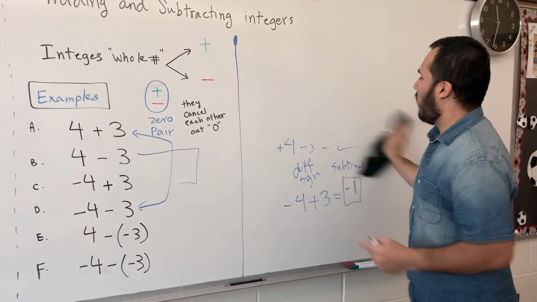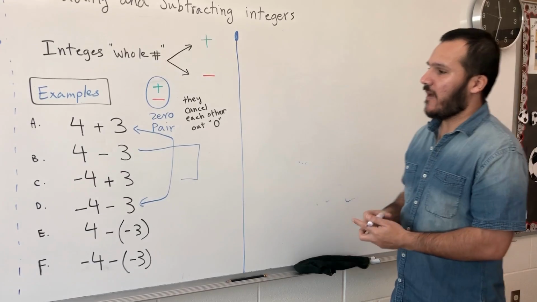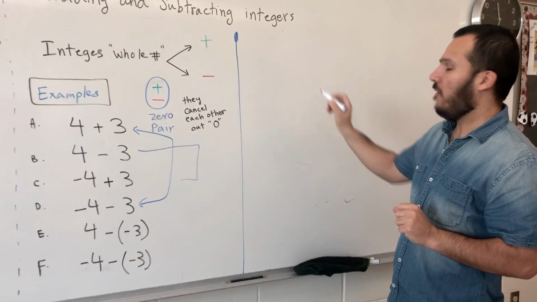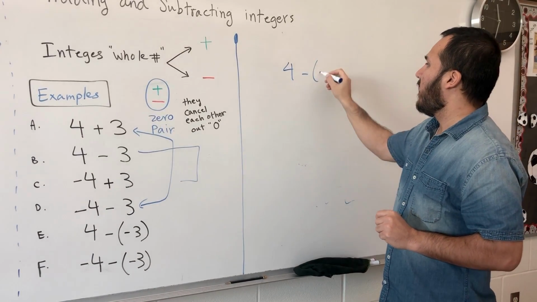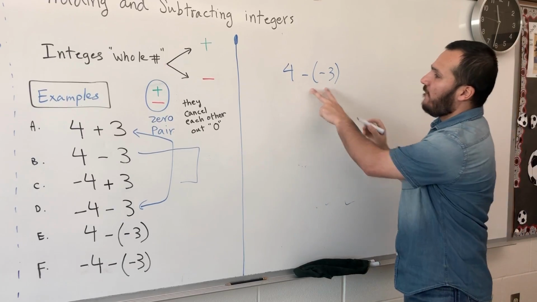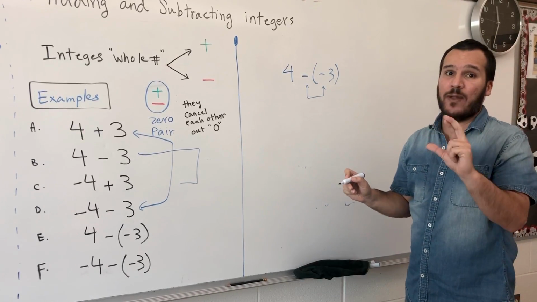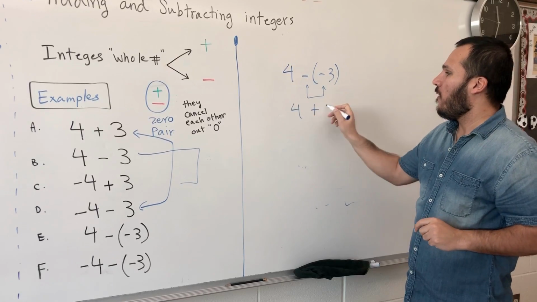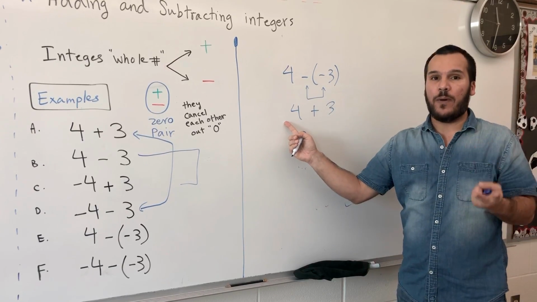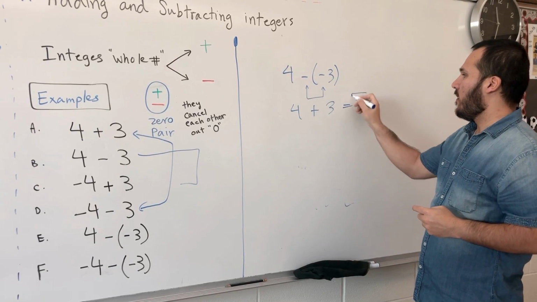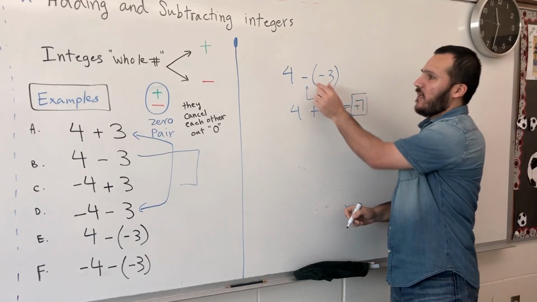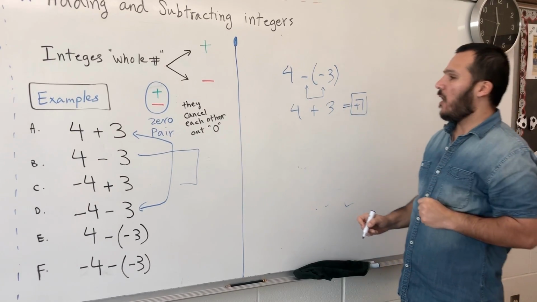Now, the combination of those cases, if I have, let's say, 4 minus -3. If you have two negatives next to each other, this would be a plus. So it goes back to 4 plus 3, and they're both positive, and that's a 7. That's a positive. So if you get two negatives, combine them to one positive.